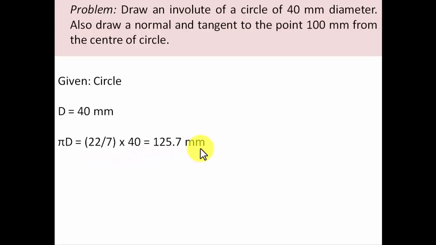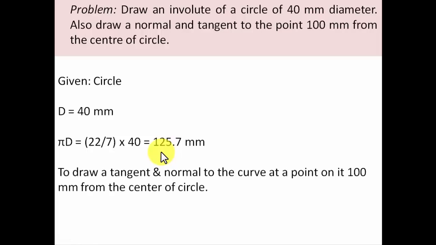Now guys, if you look at the definition of involute, we speak of winding or unwinding a piece of thread or a piece of string. But no such string length has been given to us in this particular problem. So we're going to assume the string length equivalent to that of the circle circumference, which in fact has been worked out as 125.7. So let's start the construction process.